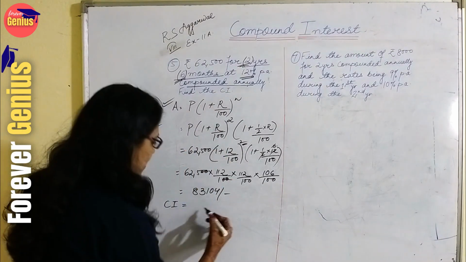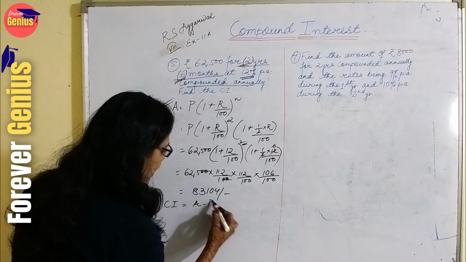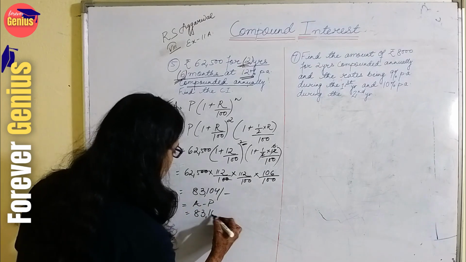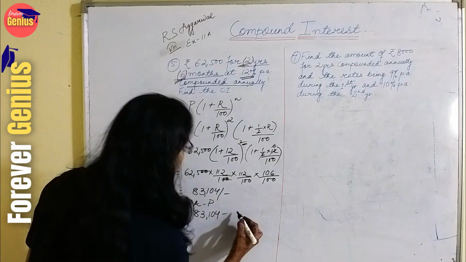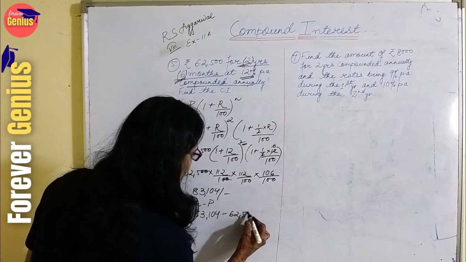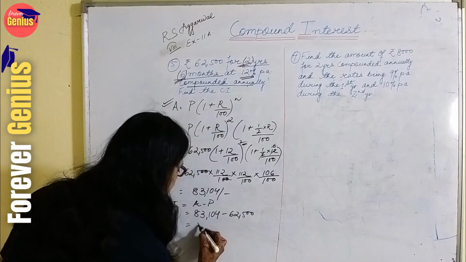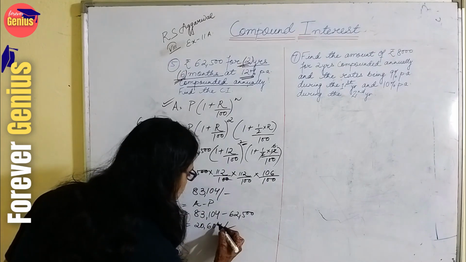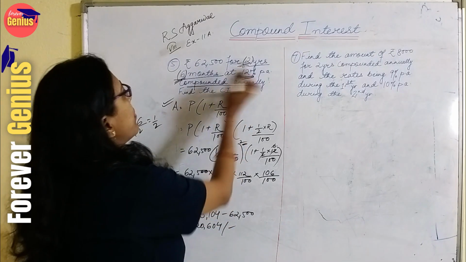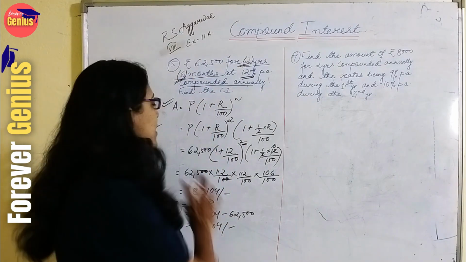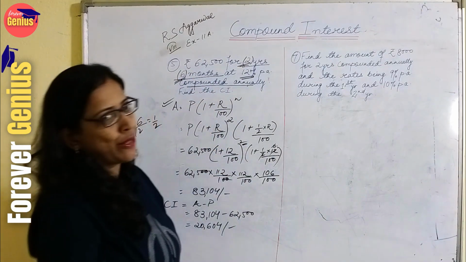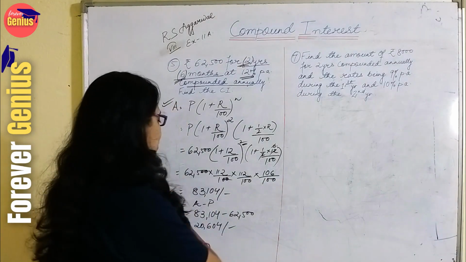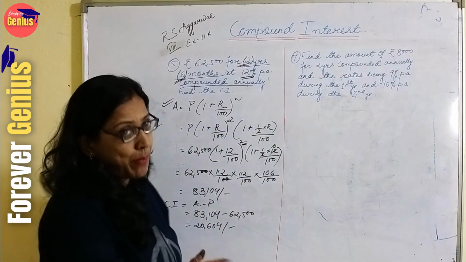Now once we got the amount, we can simply subtract the principal from the amount in order to get the compound interest. It is 83,100 minus 62,500. This is coming to 20,604. See, when complete years are not given, the calculation is not so difficult. So now it is just a matter of practice which is supposed to help us.